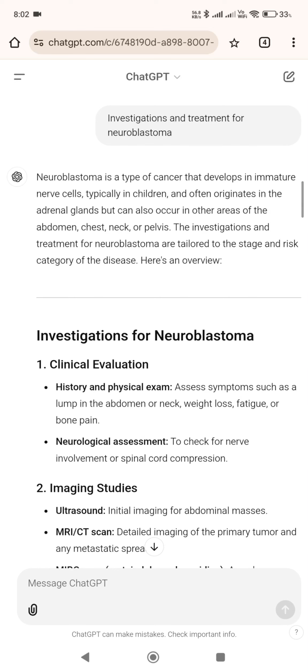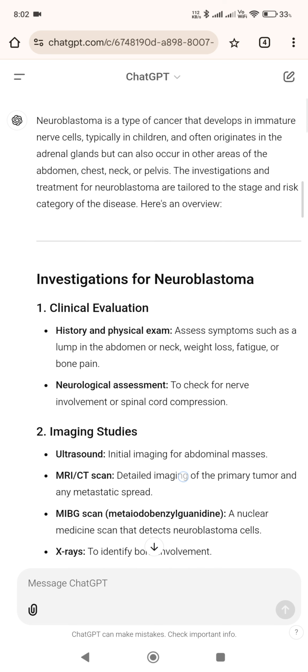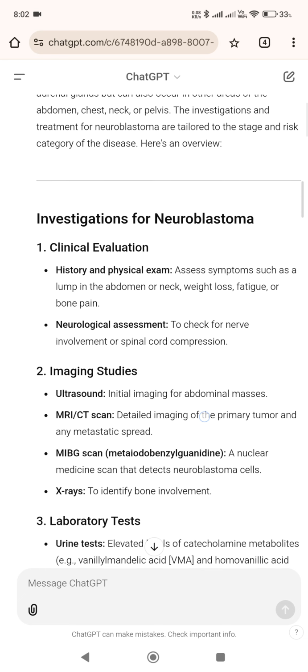Neuroblastoma is a type of cancer that develops in immature nerve cells, typically in children, and often originates in the adrenal glands, but can also occur in other areas of the abdomen, chest, neck, or pelvis. The investigations and treatment for neuroblastoma are tailored to the stage and risk category of the disease. Here's an overview.